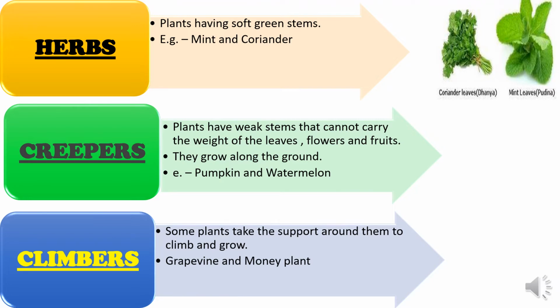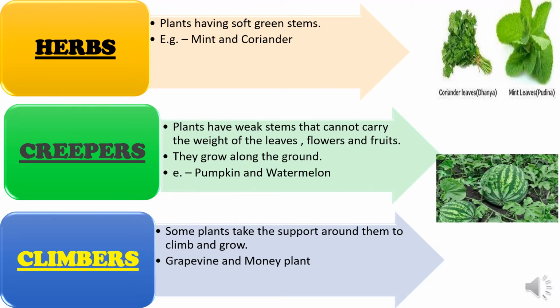The next category of stem we have in nature is the creepers. Creepers, as the name suggests, cannot carry the weight of the leaves also. If we compare herbs with creepers, herbs can stand against gravity up to a certain height, but creepers grow along the ground. Examples are pumpkin and watermelon. Their stems just create a network on the ground because they cannot stand and hold the weight of the leaves, the flowers or the fruit.